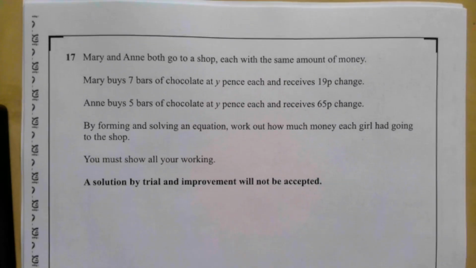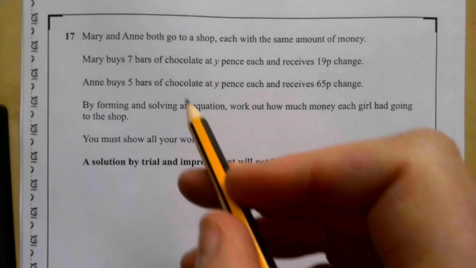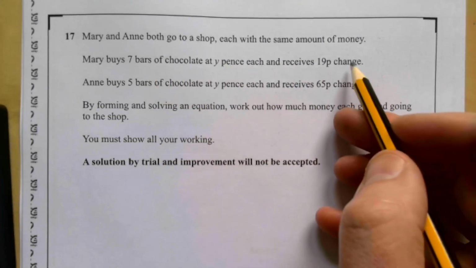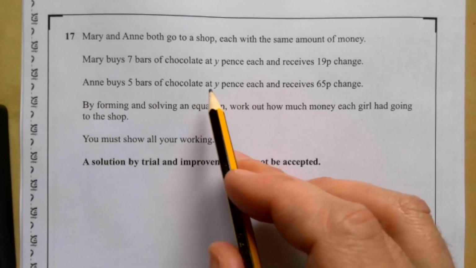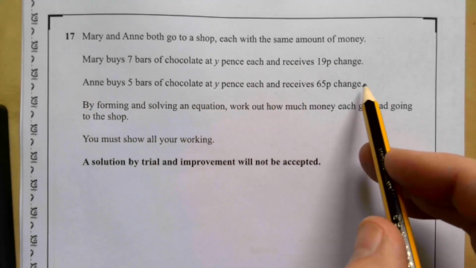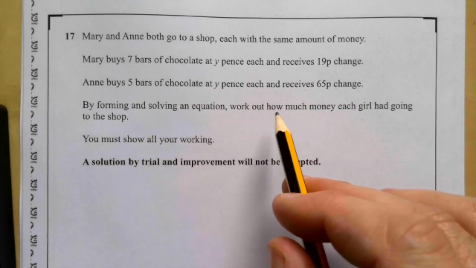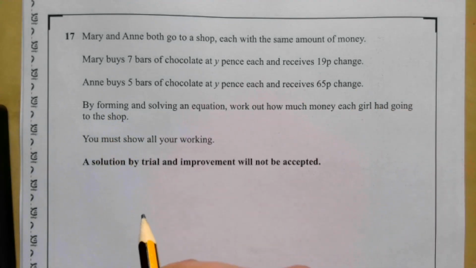Question 17. Mary and Anne both go to a shop, each with the same amount of money. Mary buys 7 bars of chocolate at y pence each and receives 19p change. Anne buys 5 bars of chocolate at y pence each and receives 65p change. By forming and solving an equation, work out how much money each girl had going to the shop.